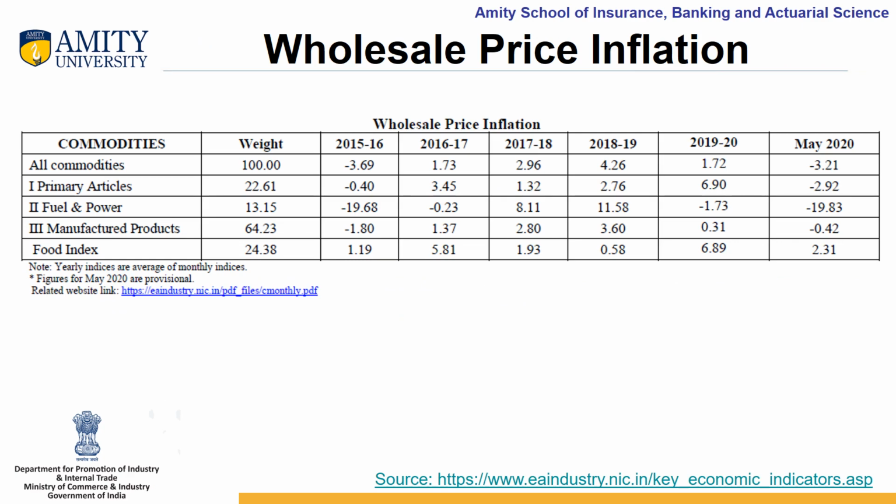Approximately 697 items in three major categories are covered while calculating wholesale price inflation. And these three categories are primary articles, fuel and power, and manufactured products. The weight of primary articles is 22.61%, fuel and power items is 13.15%, and manufactured product items is 64.23%. In this table, inflation in these three categories as well as for all commodities is shown.